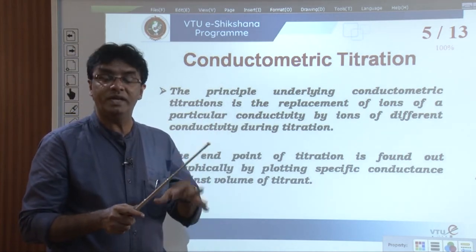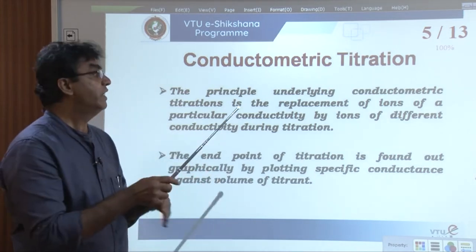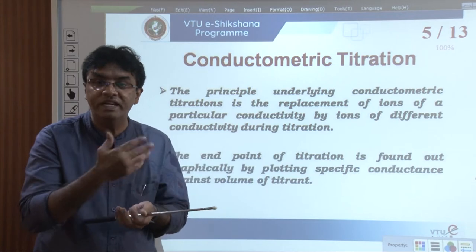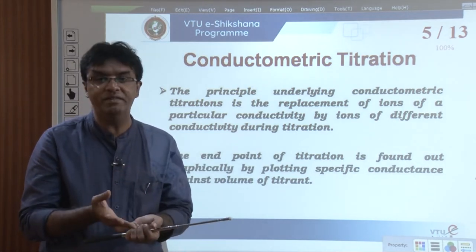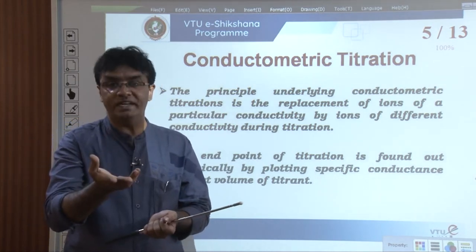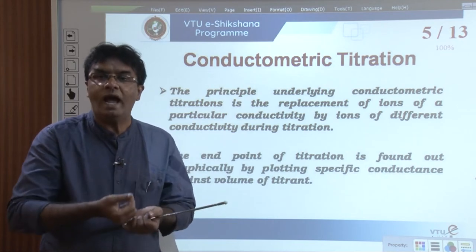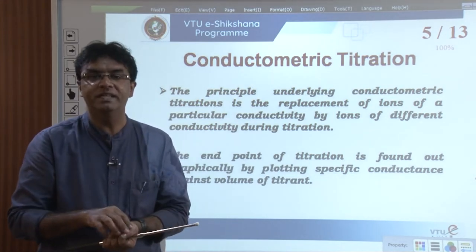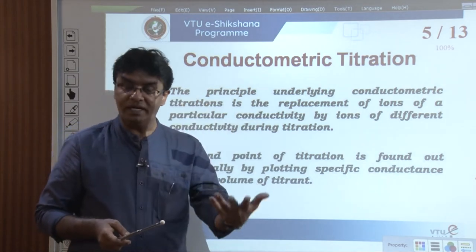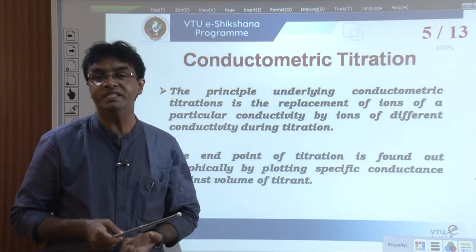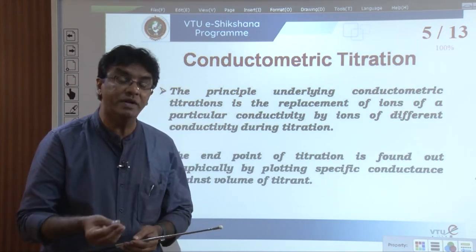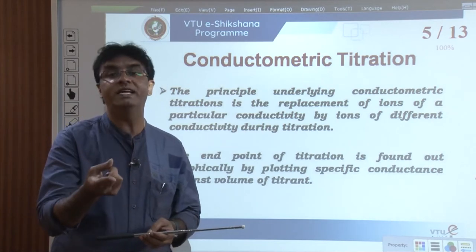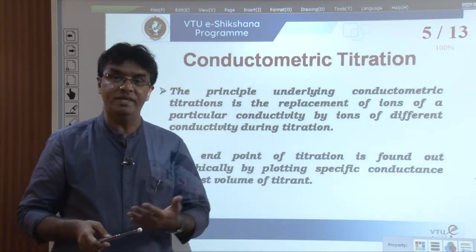And another principle behind carrying out conductometry titration is that, whenever we carry out conductometry titration, some kinds of ions will be replaced by different kinds of ions. Every ion has its own level of conductivity, right? When you carry out titration, the ions having one level of conductivity will be replaced by other ions having a different level of conductivity. Thereby, gradually, when you are carrying out the conductometric titration, the conductance will keep on changing. The specific conductance of the solution will keep on changing, because the ions of certain conductivity will be replaced by ions of some other conductivity. Naturally, when you carry out titration, there will be a change in conductance.